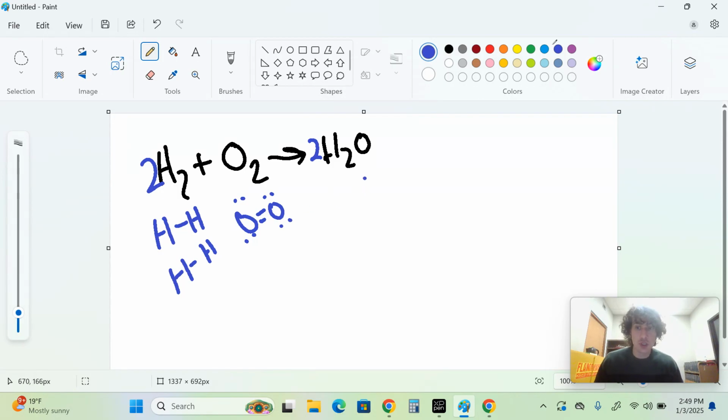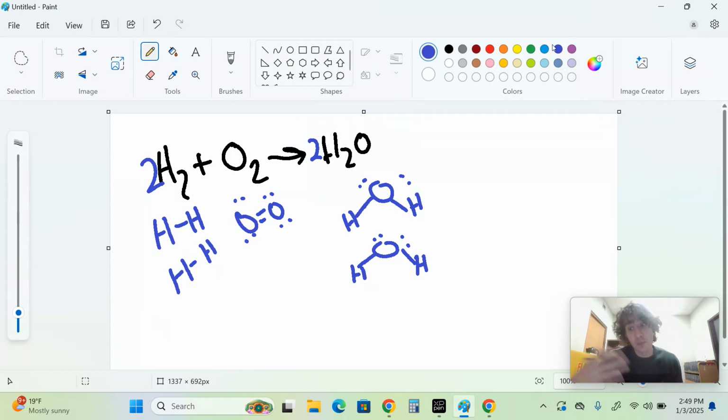And we're going to produce two molecules of H2O, and H2O would look like this. So here's my first water molecule. That's one H2O. And then I can have my other one, right? Two molecules. That's what the coefficients mean. Let's fix that a little bit, it doesn't look as nice as I wanted. So two molecules of H2O. That's what this means.